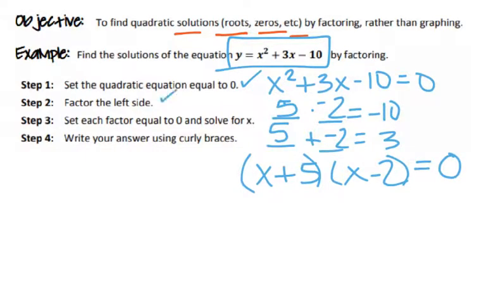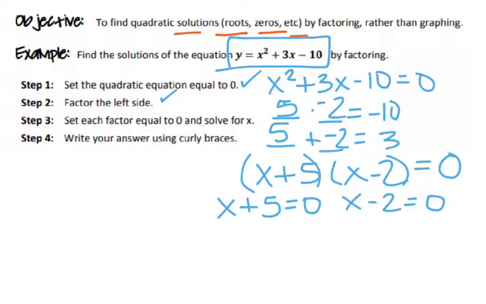So check. Step 3, we're going to set each factor equal to 0 and solve for x. So x plus 5 is a factor. We're going to set it equal to 0. X minus 2 is also a factor. We're going to set it equal to 0. And we're going to solve for x. We're not going to just automatically make it the opposite side, because if you start doing that, when we get to harder problems, you're going to mess up. We're going to solve for x.